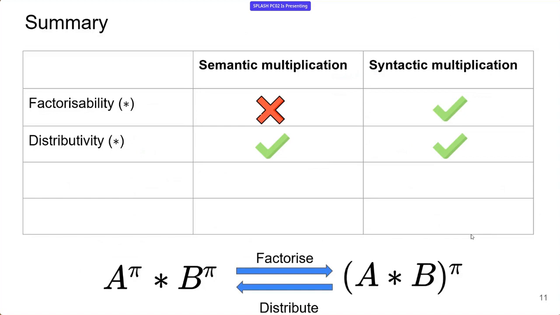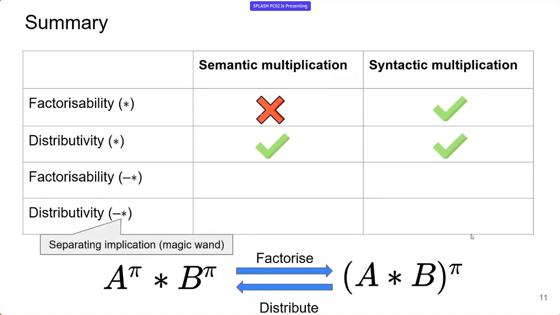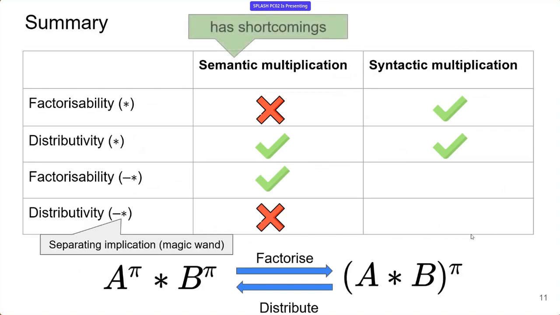And so far, I've talked only about the separating conjunction, but there is another important operator in separation logic called the magic wand, or the separating implication. I don't have time to really go into what this is, but this is the adjoint of the star. And this is really useful to express partial data structures like a tree with a missing part. And it turns out that in this case, factorizability holds, but distributivity doesn't hold. So we have the reverse problem. And in the semantic multiplication, so the semantic multiplication has these shortcomings.